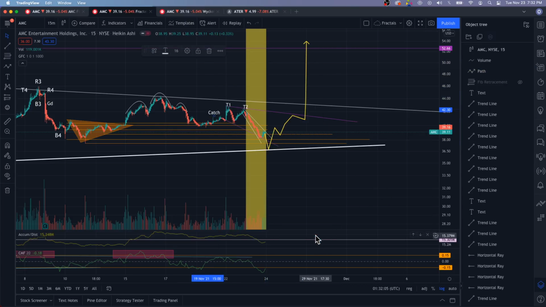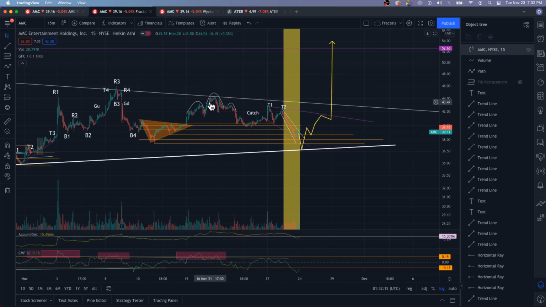Before, I was really preoccupied with this being some kind of wedge pattern, and it kind of is. But if we think about it more like it's going to catch on these lower values, it makes a little more sense.